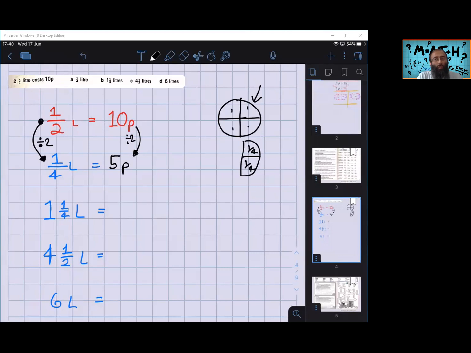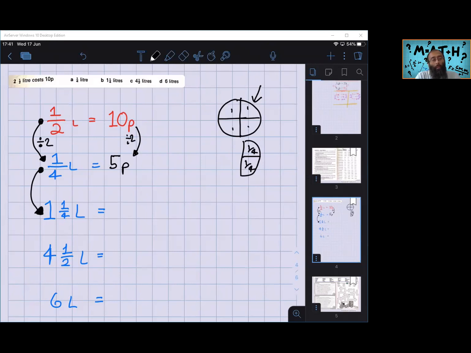Now, I want to get to 1 1/4 liters. Which one shall I start from? Shall I start from the half a liter value, or shall I start from the quarter liter value? I want you to think about it and give me an answer based on your thinking. Which one shall I go from? Quarter. Fantastic. That is the right choice. Can you explain to the class why you chose a quarter to go to 1 1/4?